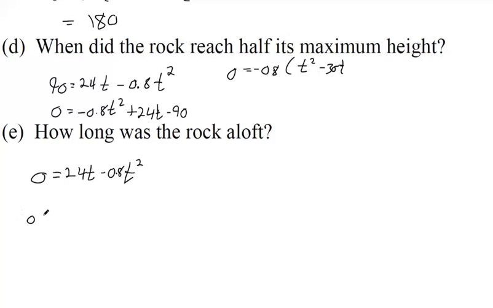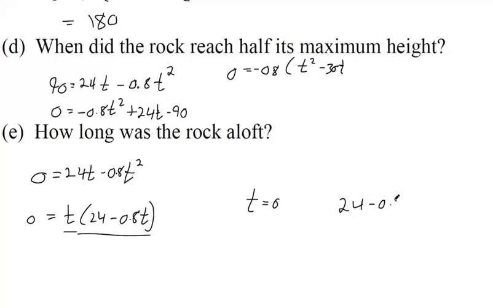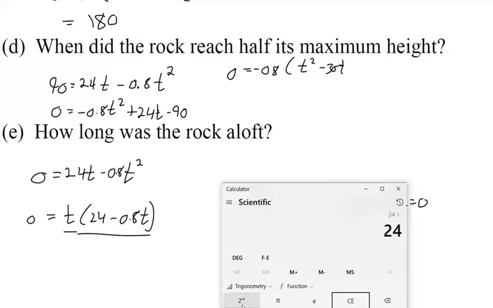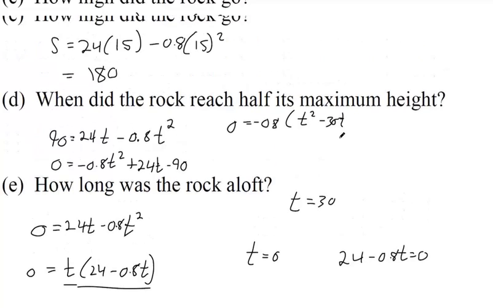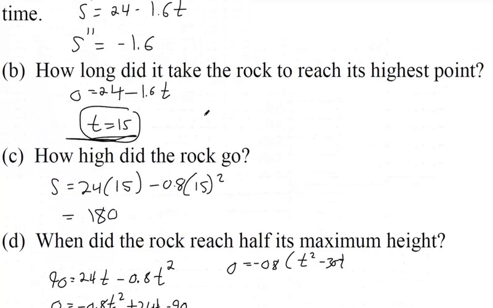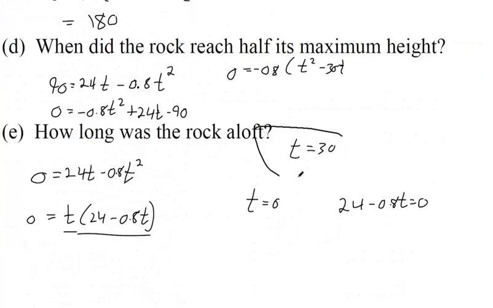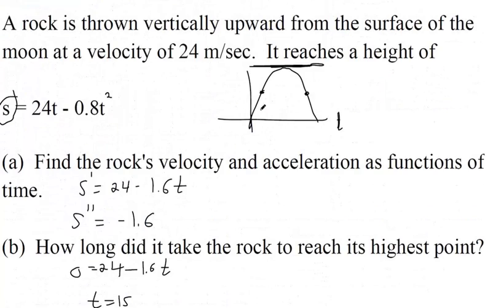Okay, that's factorable. Factor out the t. And then you set each factored piece equal to 0. So t equals 0, that one's common sense. The thing's on the ground when we start. Then 24 minus 0.8t: if we set that equal to 0 and solve, that will tell us the ending point. So 24 divided by 0.8 is 30. It was aloft for 30 seconds, which makes sense. If this is a perfect quadratic, you should be halfway done when you reach your maximum. So it was aloft for 30 seconds. We just set this quadratic equation equal to 0, and that told us the two endpoints.